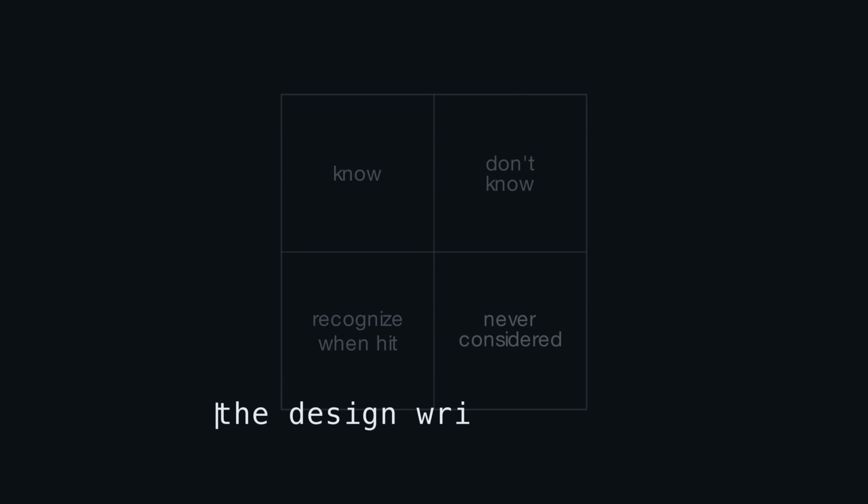And then what we will do, for every component, we'll put those failures into a 2 by 2 matrix. For example, what you know, what you don't know, what you'll recognize when you see it, and what you have never ever considered. And we'll do that, and the design of the component will start to write itself. And then we'll move to the next one.